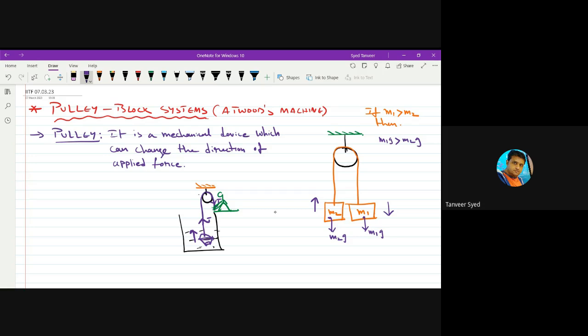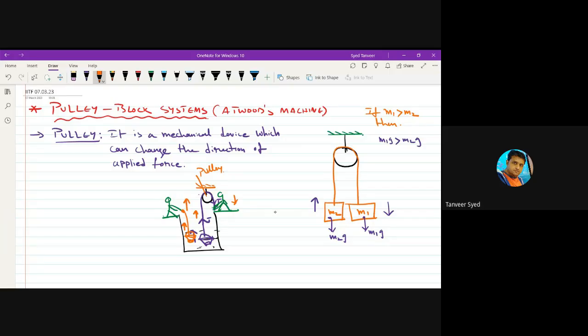Suppose another fellow who is standing here wants to draw water without using a pulley. This is the rope, tied to another bucket. Now, in which direction should this fellow apply force? Sir, upward. Then the bucket will also move upward. Force is upward, motion of the body is also upward. Okay, no problem. But here force is downward, but motion of the body is upward. The direction of applied force is changed. Who is doing this? Pulley is doing this.